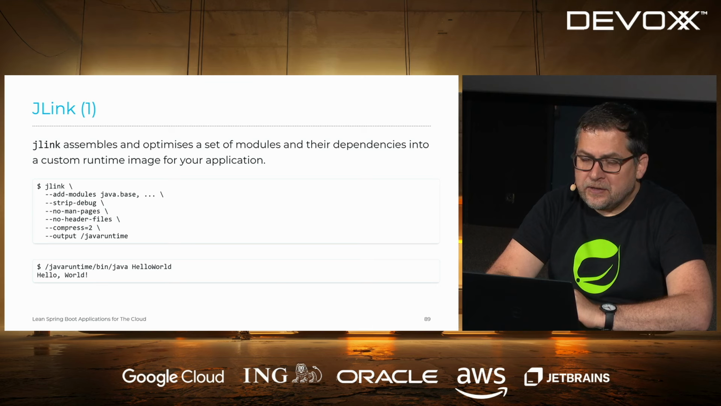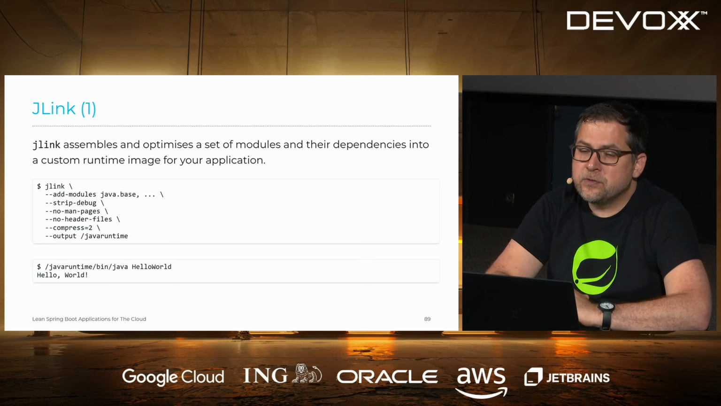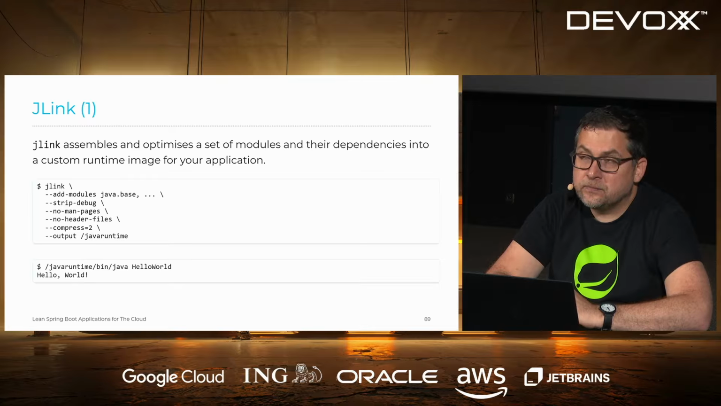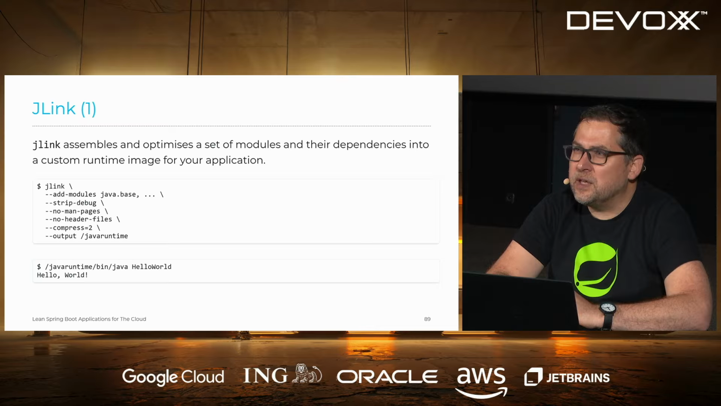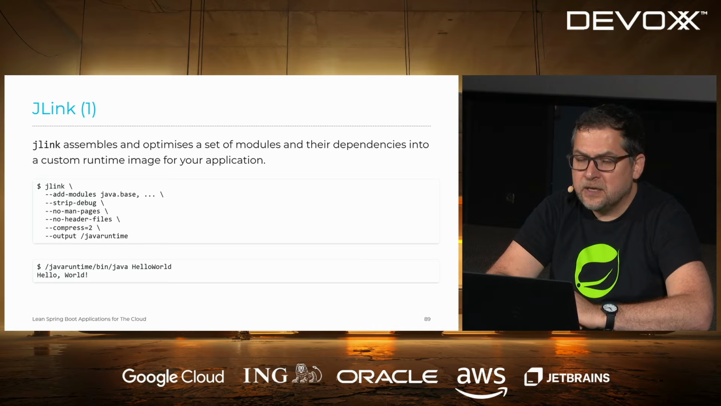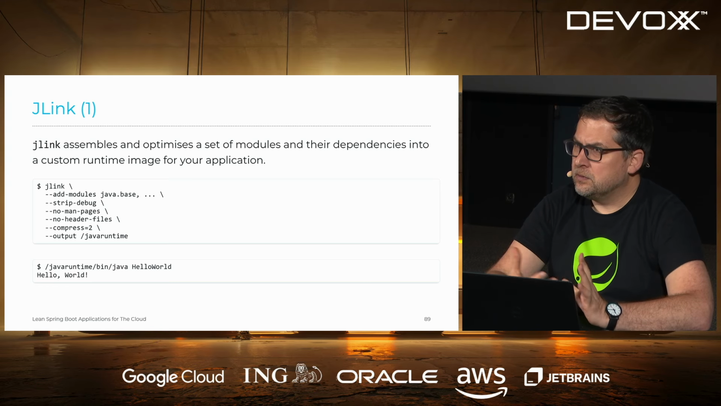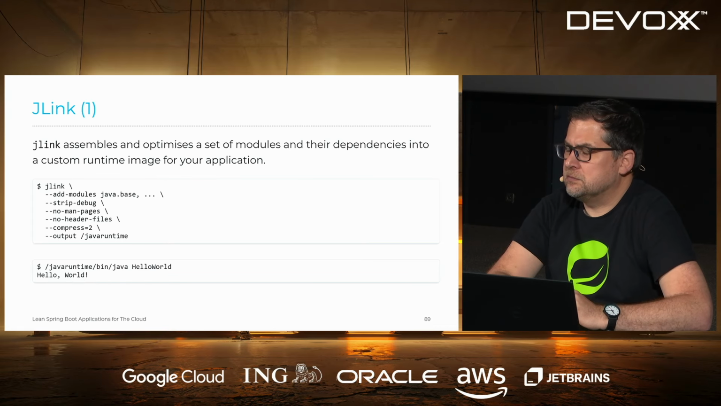So JLink actually allows me to collect the modules in Java and to create a custom JVM. So what does that mean in the end? I get a smaller image. I get a smaller JVM, which maybe starts faster. It's optimized for my application. It's not just the standard installation. It's highly optimized, right? So why not do that too?